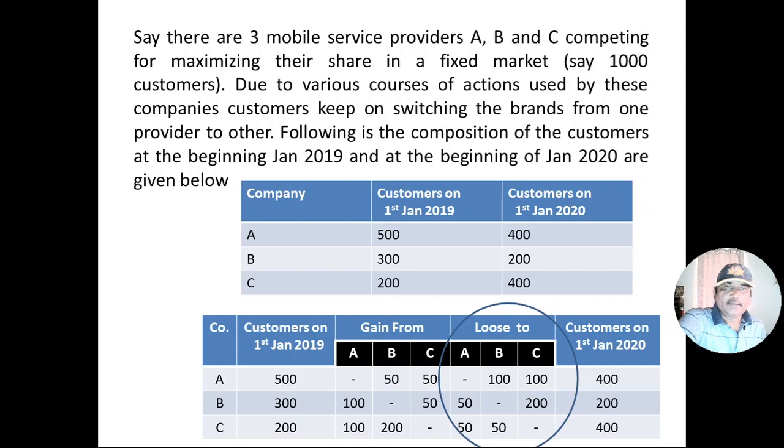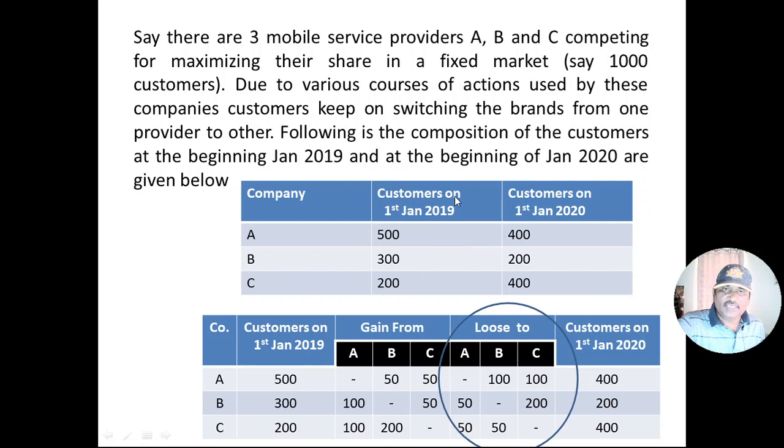1,000, right? Due to various courses of action used by these companies, customers keep on switching the brands from one provider to another. For example, A users will switch to B, B will switch to C, and so on, or vice versa. Following is the composition of the customers at the beginning of January 2019 and at the beginning of January 2020, right? So there are three mobile service provider companies A, B, and C.